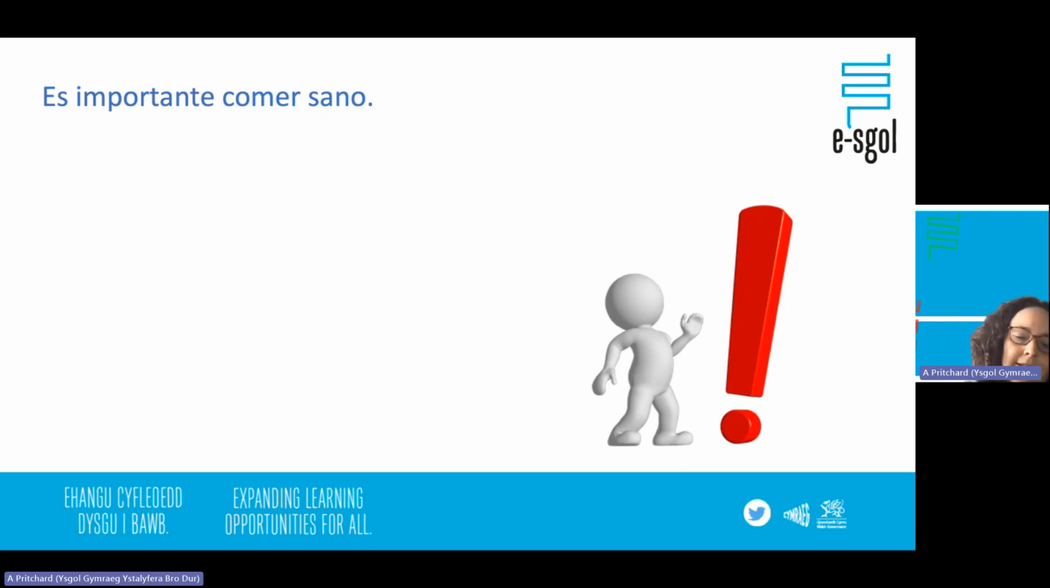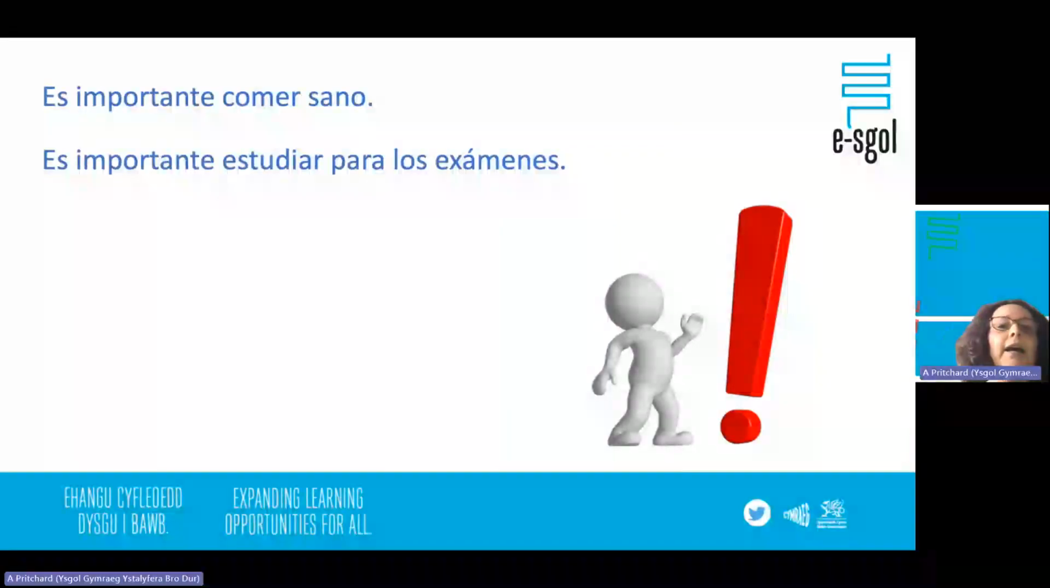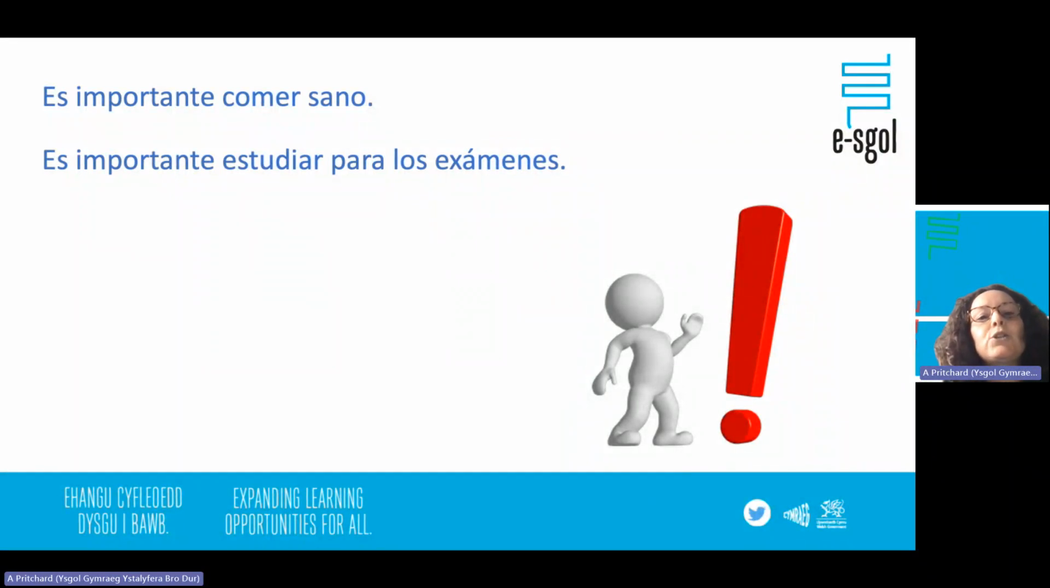So if we look at another sentence with the same starter, we have es importante estudiar para los exámenes. So it's important to study for the exams. So this would be linked to school studies, or maybe post-16 studies. Again, using es importante, and again using an infinitive, estudiar, but just on a different theme.